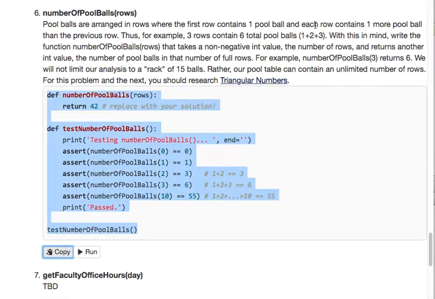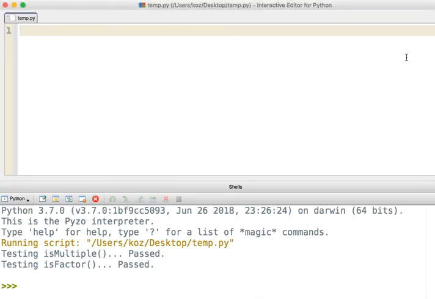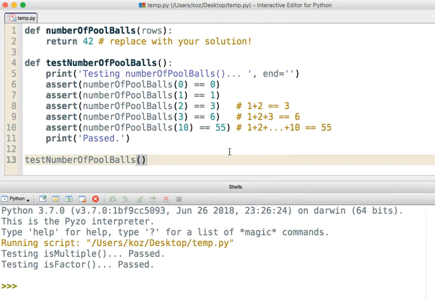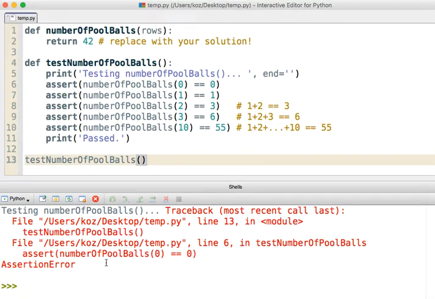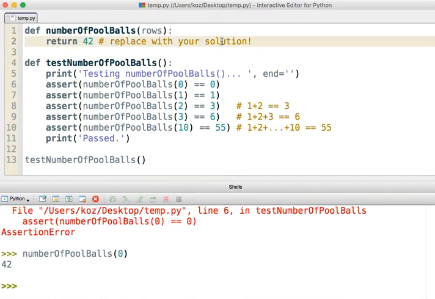Okay, I'm going to copy this, go here and paste this, and now we're going to solve it. So when I run this, initially, of course, it doesn't work. As usual, when I run this, I will just get 42, because that's what we use as our placeholder when we haven't yet written a solution. So 42. Now the question is, how do I add the numbers from 1 to n, or 1 to rows in this case?